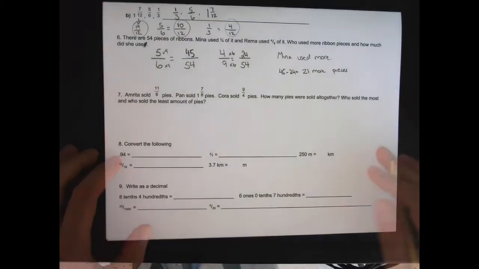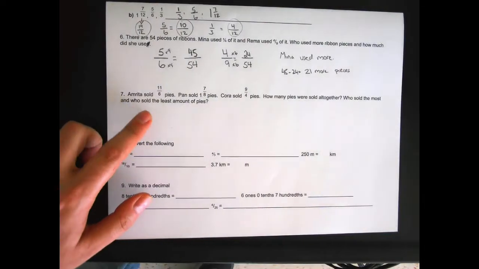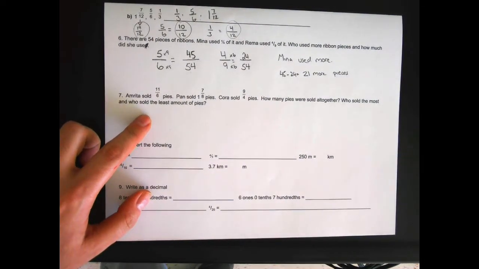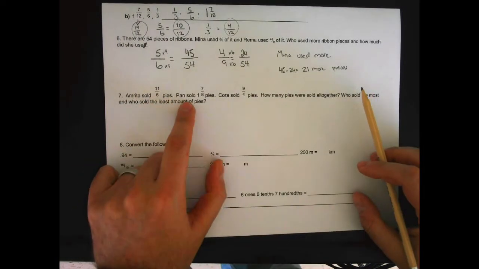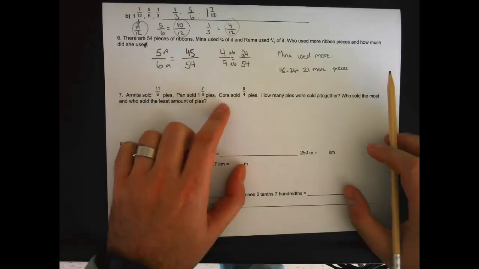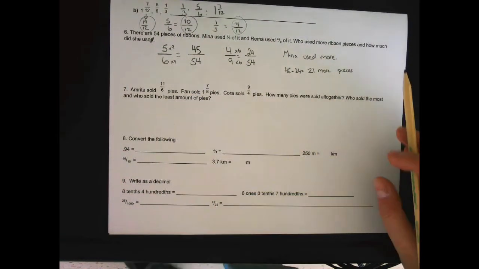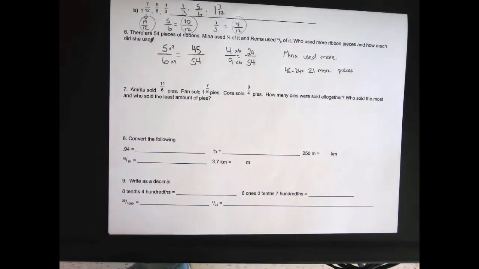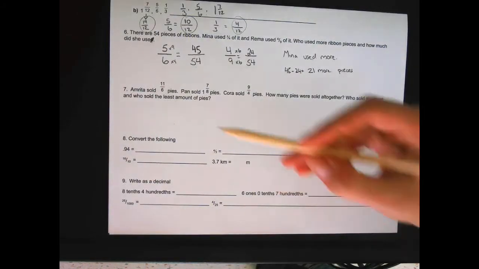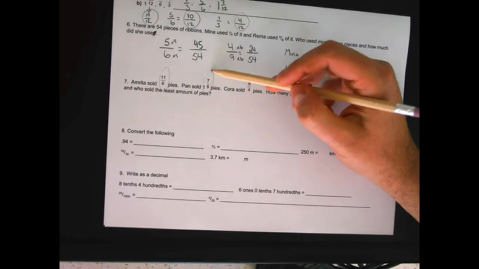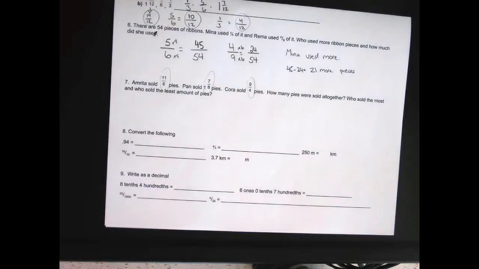Okay. So question number 7, Amrita sold 11/6 pies. Pan sold 1 7/8 pies. Cora sold 9/4 pies. How many pies were sold altogether? Who sold the most? And who sold the least amount? So what was one strategy you guys used to do this? Because as you can tell, the fractions are not consistent here.